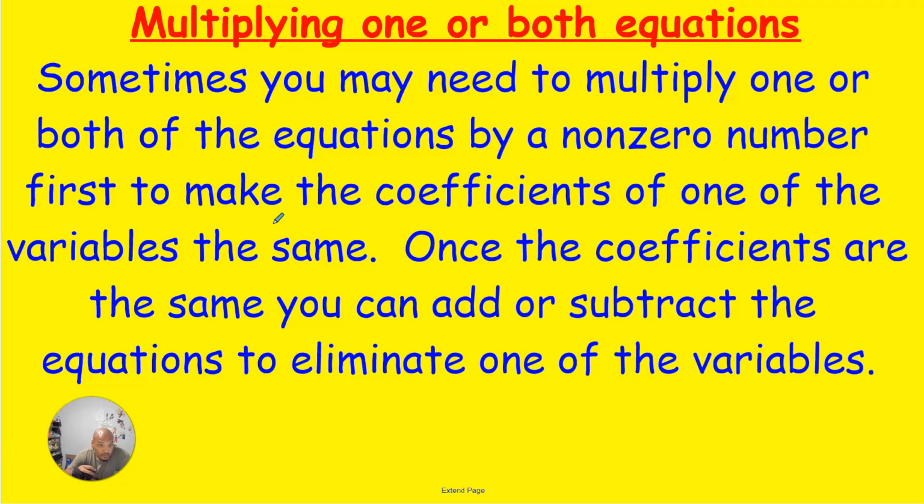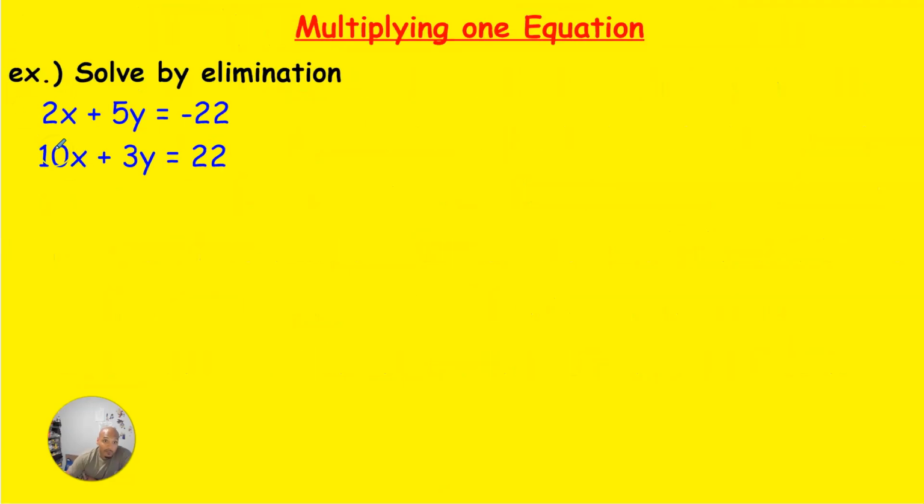And then once the coefficients are the same, you can add or subtract the equations to eliminate one of the variables. Now, let's take a look at when you may have to just multiply one. So again, we're just going to look at these. As you can see, they're both in standard form, and we're going to look at the coefficients for the variables, right? We have 2 and 10 and 5 and 3.